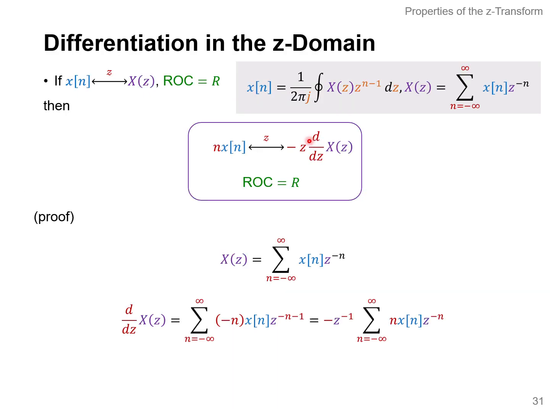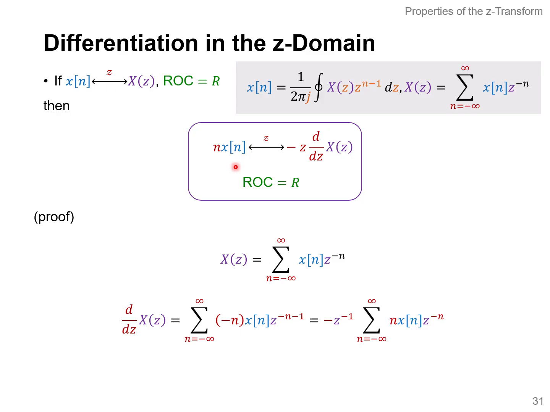In this slide, we will learn about the differentiation property of the z-transform. This property helps us analyze signals that involve change, such as trends, growth, and rate-related behavior. We start with a signal x of n and its z-transform x of z. Now think about multiplying the signal by the index n in the time domain.